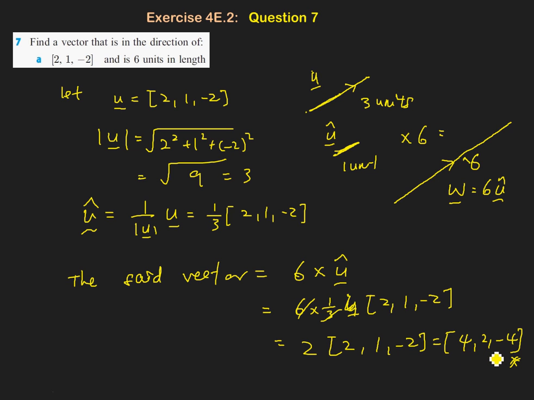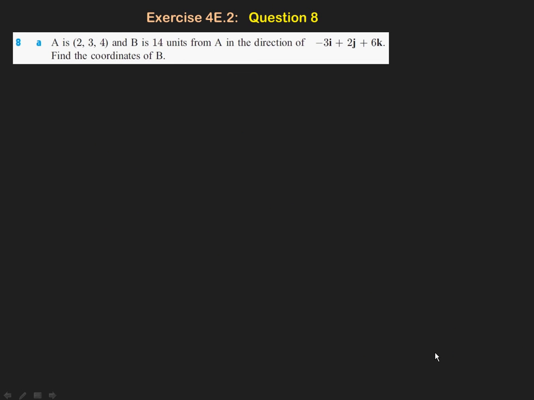So we'll go one step further. Let's go one step further and look at one other problem. We end this video with this problem about a variation of question 7. Look at this. A is a point 2, 3, 4, and B is 14 units from A in the direction of this. Find coordinates of B. This is a more challenging question.